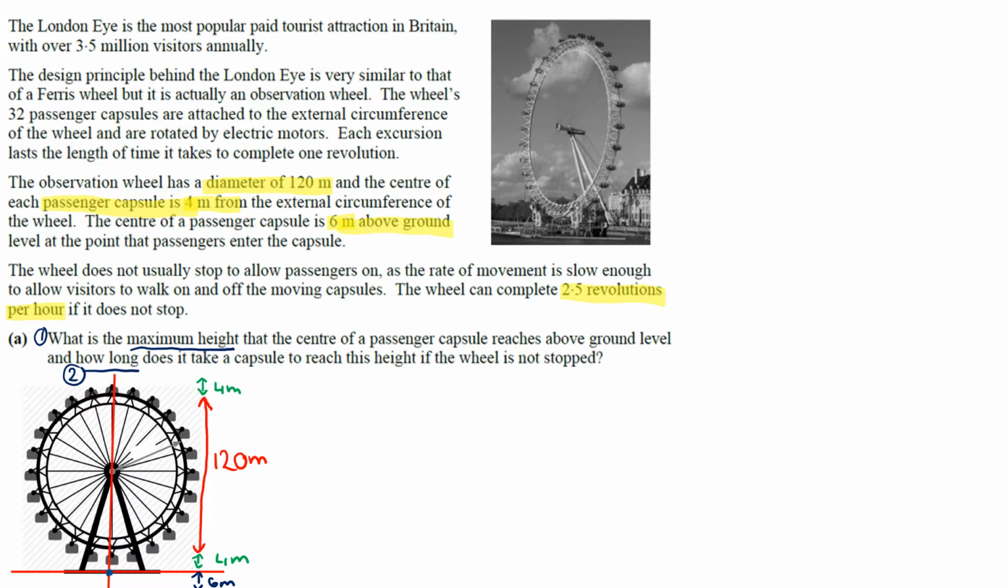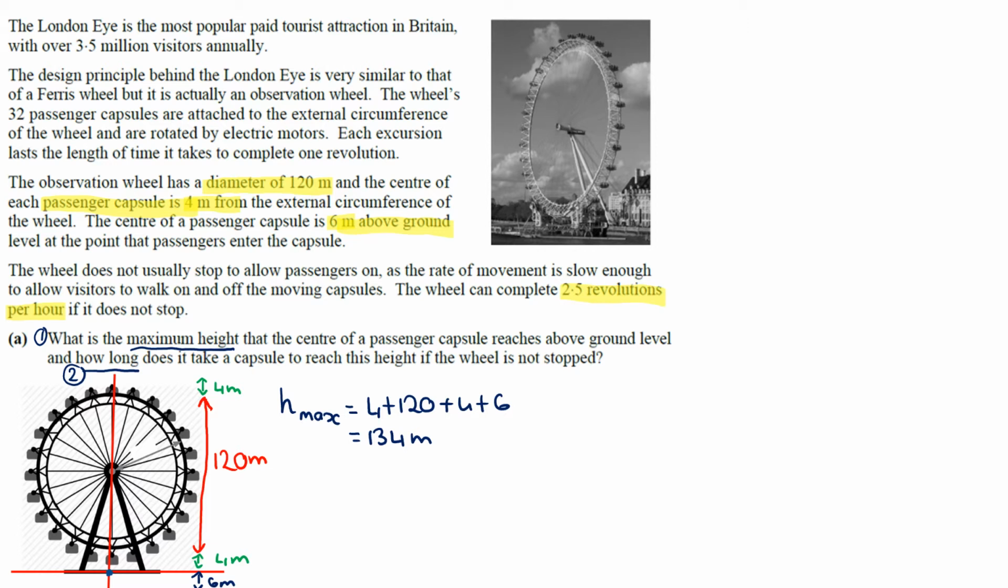So what is the maximum height? Let's call this H max. That's going to be 4 plus my 120 plus 4 plus 6, and that gives me 134 meters. Now, the second part of that question says, how long does it take for the capsule to reach the height if the wheel is not stopped?